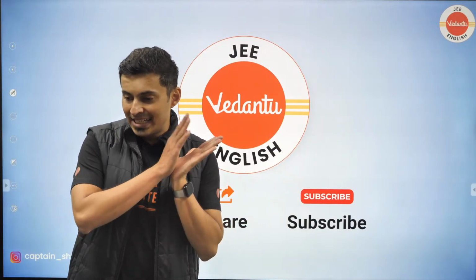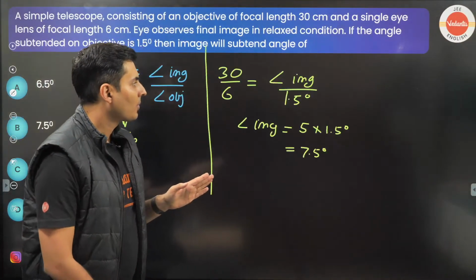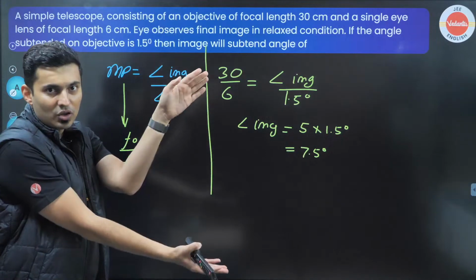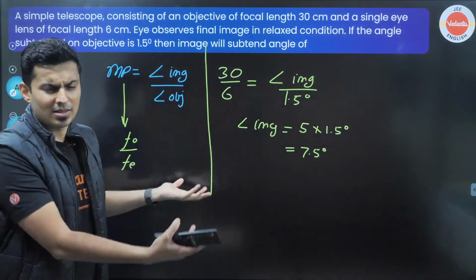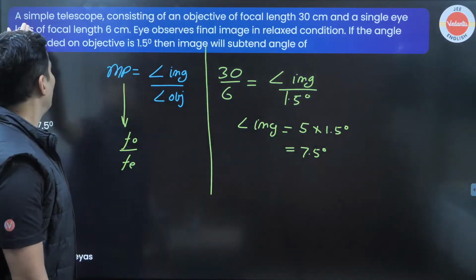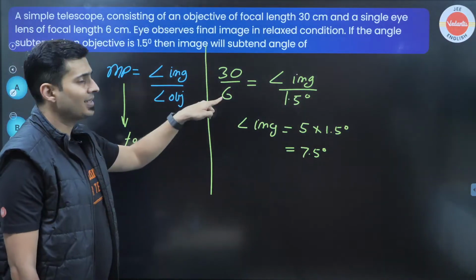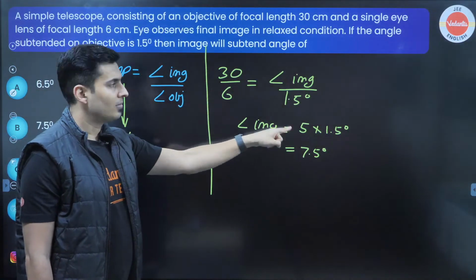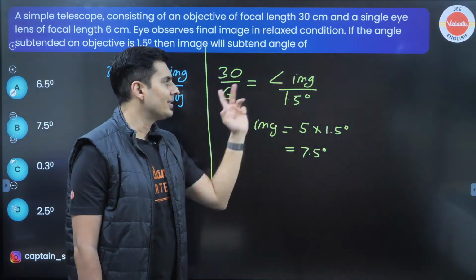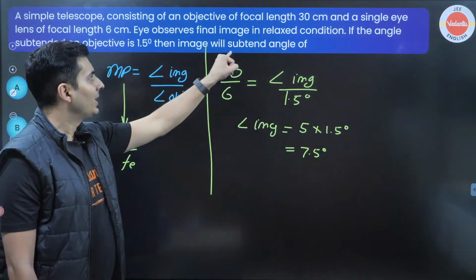Bhargav, what I did in the last question is I just took the angle subtended by the image and the angle subtended by the object. That ratio gives you the magnifying power. That's how it is defined actually. Instead of height, it is angle. And this is the formula for a telescope, f0 by fe. f0 is 30, fe, the focal length of the eyepiece, is 6. 30 by 6 is 5. Take 1.5 on the top. So 5 into 1.5 will be 7.5. That's the angle subtended by the image.